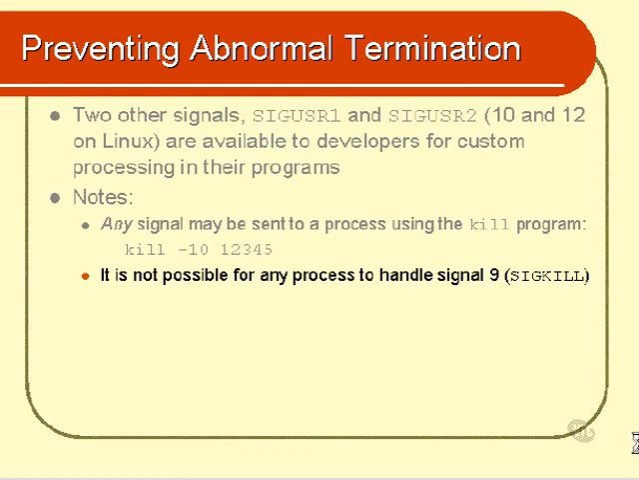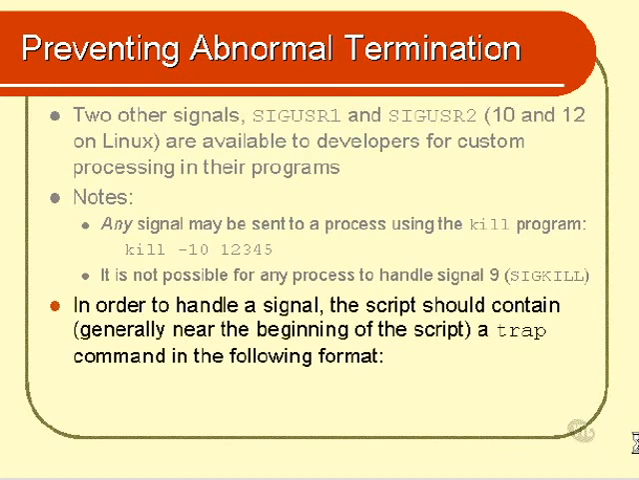So now we get to the point where I actually tell you how to handle these signals. And here it is. We use the trap command, which is an actual shell built-in command. You typically put it at the beginning of the script rather than halfway through or anything like that, because the handling of the signal will not take effect until the trap command has been run. And it looks like this.